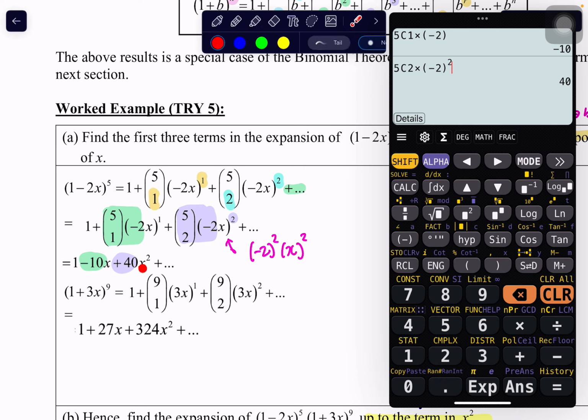Now do the same for (1 + 3x)^9. Simplify it and you will get 1 + 27x + 324x^2.